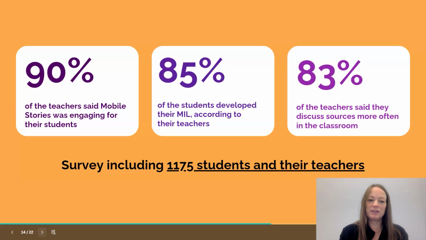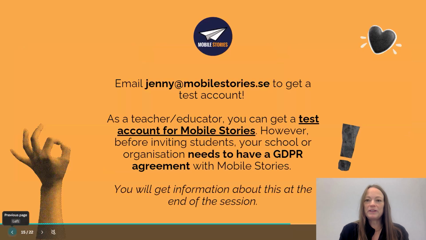And 85% of the students developed their MIL according to their teacher. MIL is media and information literacy. And 83% of the teachers said that they discuss sources more often in the classroom when working with Mobile Stories. And I believe that this is a result of the possibility to publish: if you aim to publish your story, you become more thorough with your sources and ethics, and even with your language, etc. So having an audience outside the classroom is a big part of it, I think.